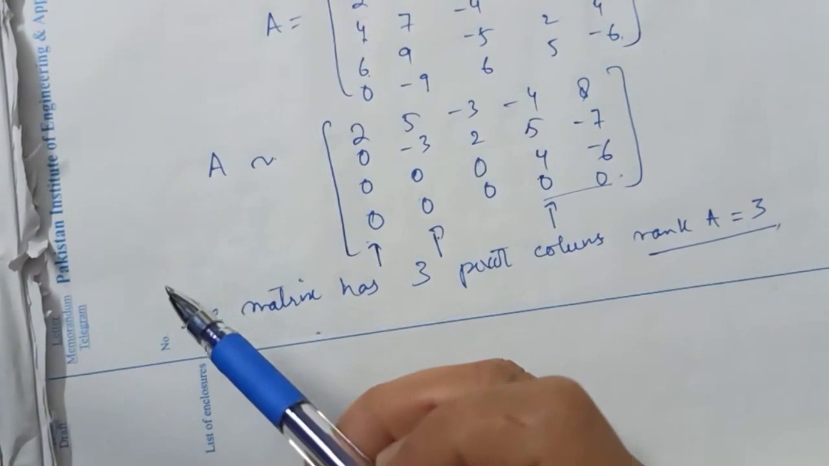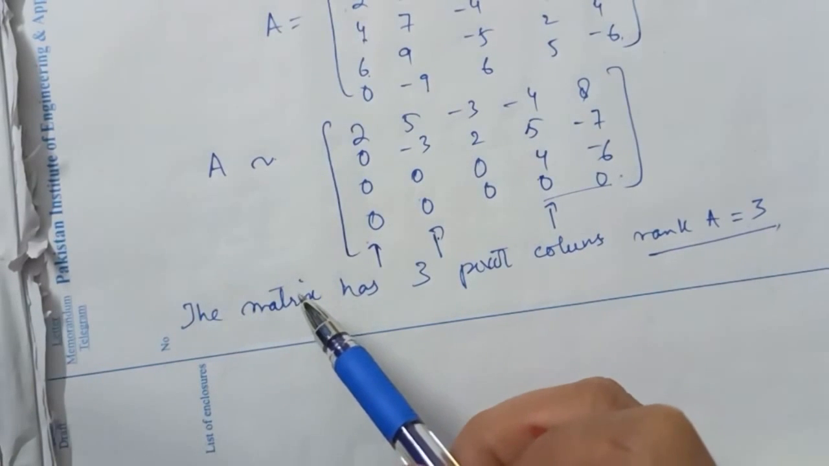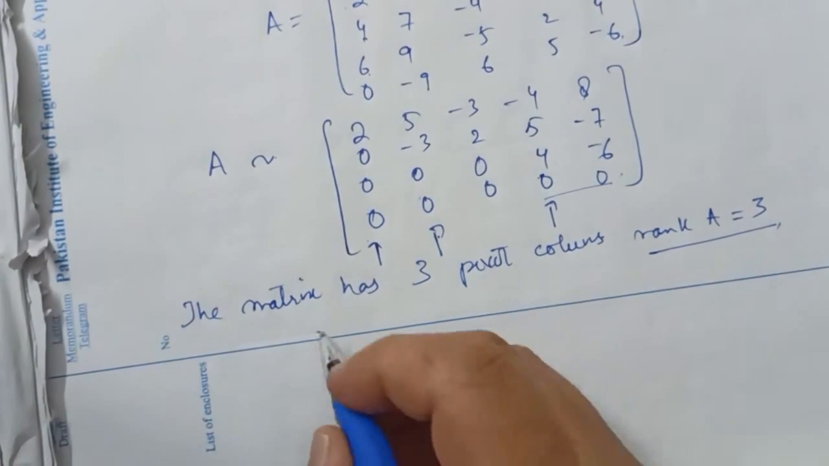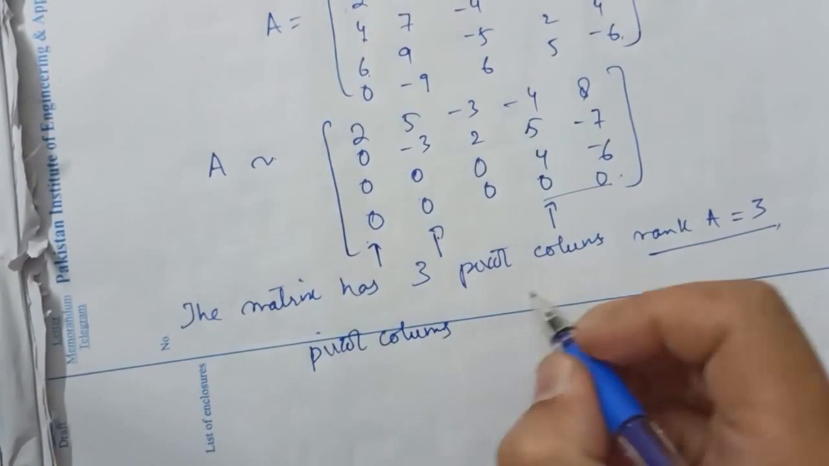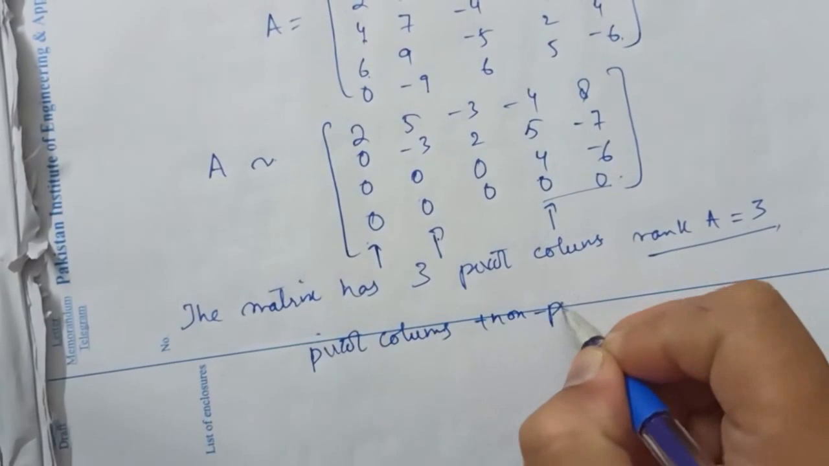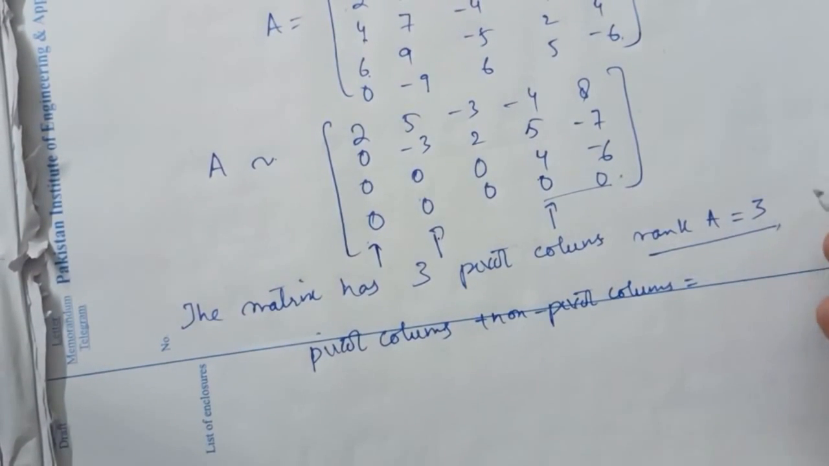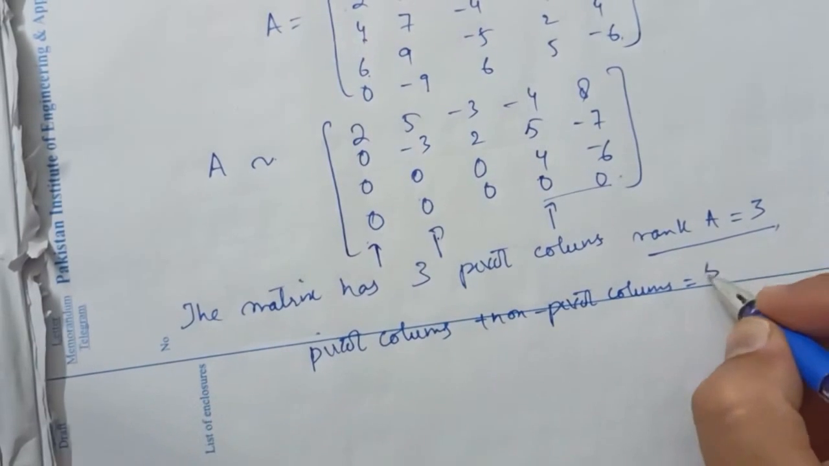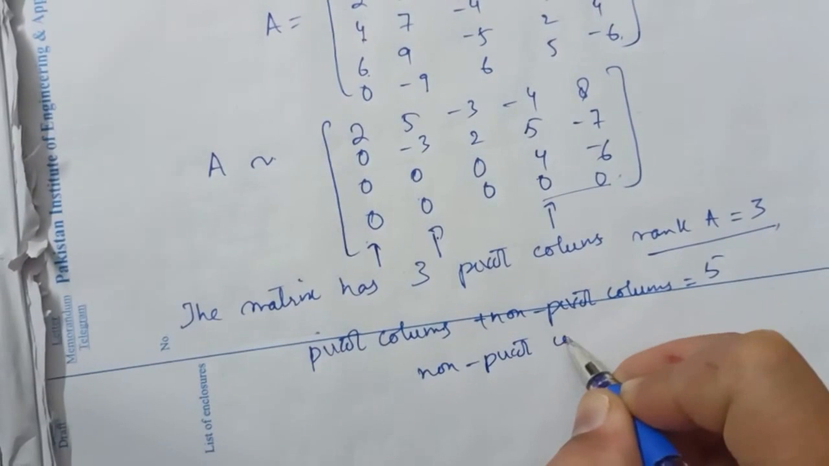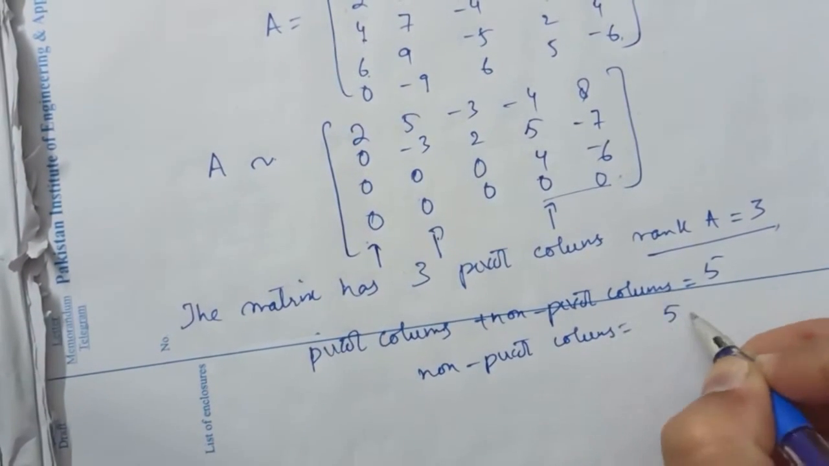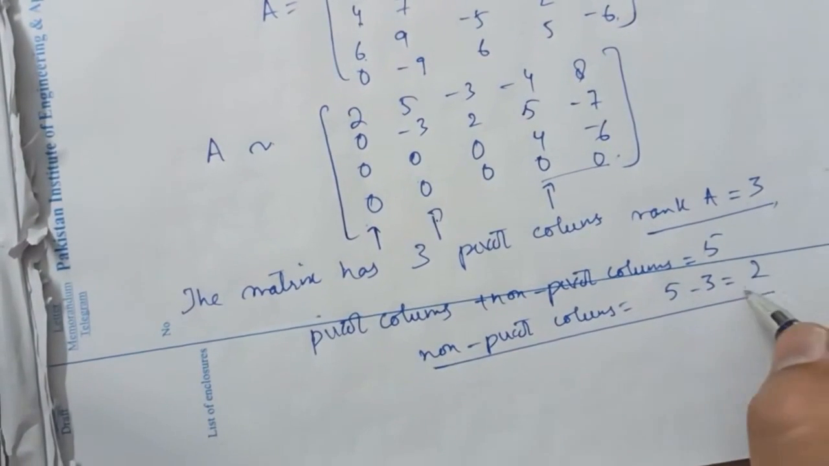Since the number of pivot columns plus the number of non-pivot columns is exactly the number of columns, pivot columns plus non-pivot columns should be equal to 5 in this case. So the non-pivot columns number 5 minus 3, which is equal to 2. So 2 is the number of free variables.